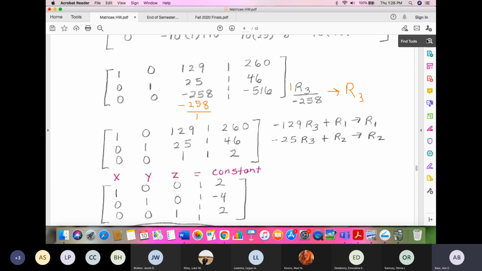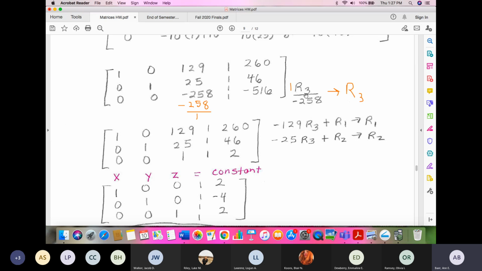So that's really all we need to do there. Not a lot to be done there. All we're changing in this step is row 3. In the new matrix, all that's going to change is row 3. So we copy row 1 and 2 over. 1, 0, 1, 29, 260. 0, 1, 25, 46. In addition, we can copy over this nice structure, these zeros here. So we don't have much left to do.